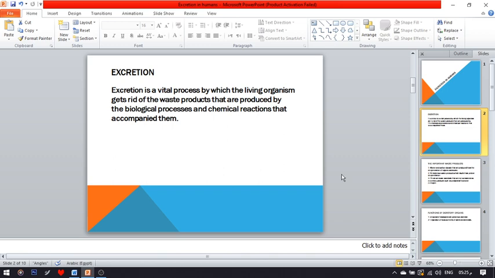Let's see the importance of excretion. Excretion is very important for all living things. Okay, why is that? Because living organisms must get rid of the waste products continuously as soon as they are formed, as their accumulation inside the body may cause many problems and infections.